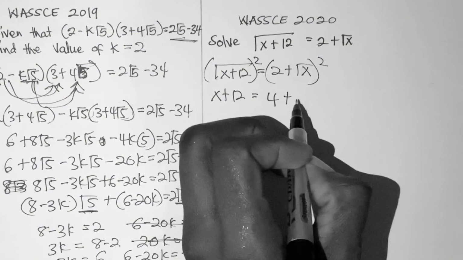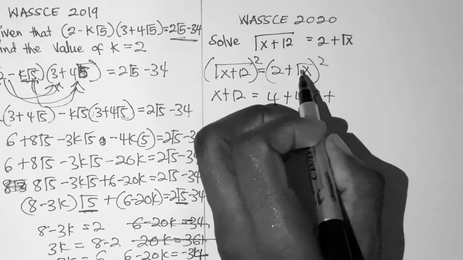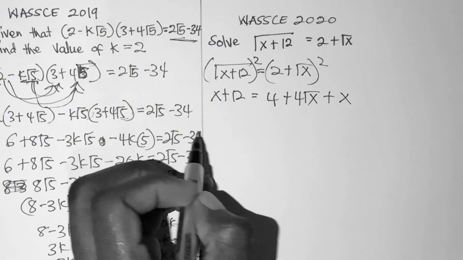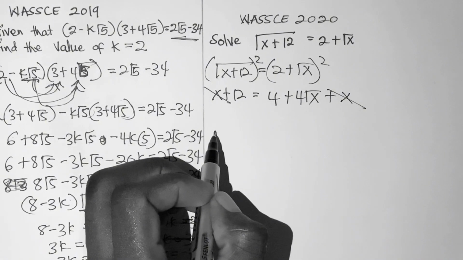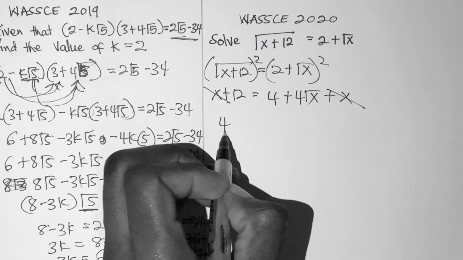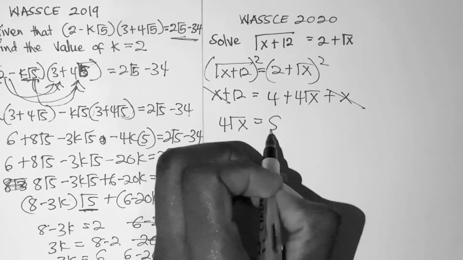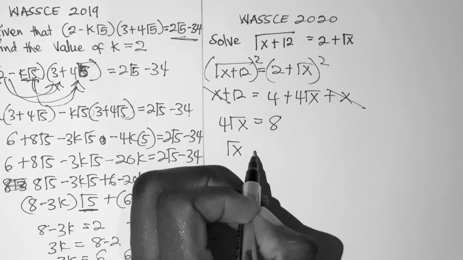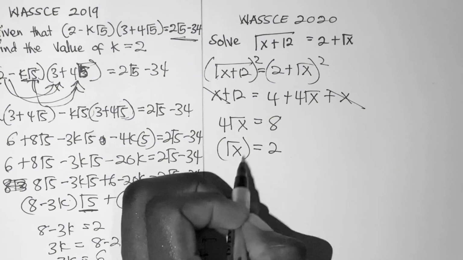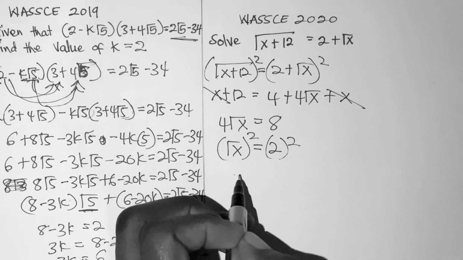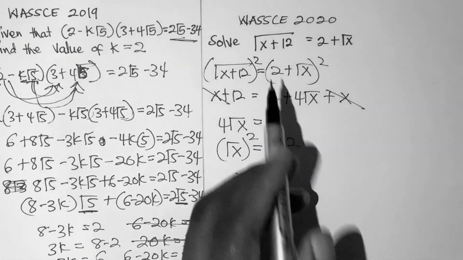then plus 2 times 2 is 4, times root x is 4 root x, then plus root x squared is x. So now this x and this x can cancel out. Then 4 root x is equal to 12 minus 4, which is 8. So root x is equal to 8 divided by 4, which is 2. So if we square here and we square there, we find out that x is equal to 2 squared, which is 4. Now let's test the answer.